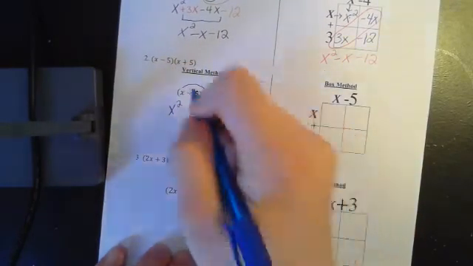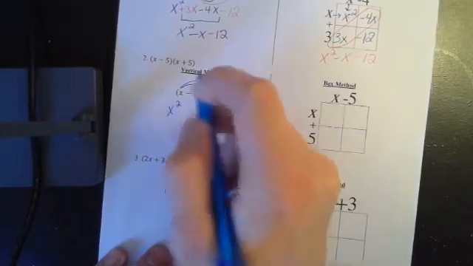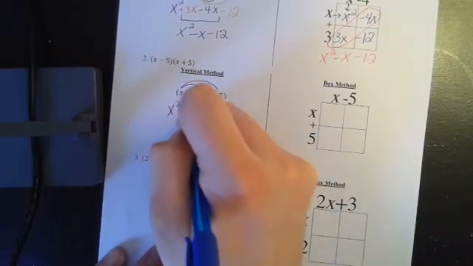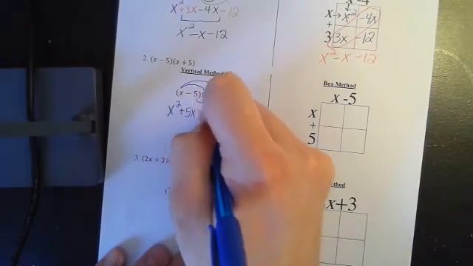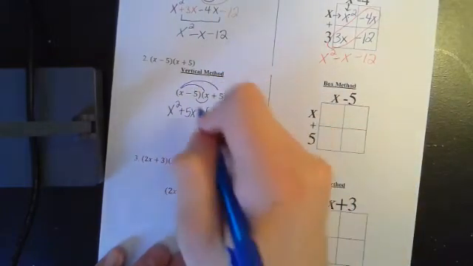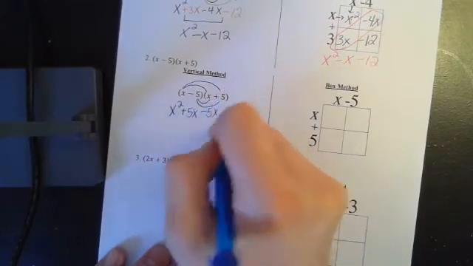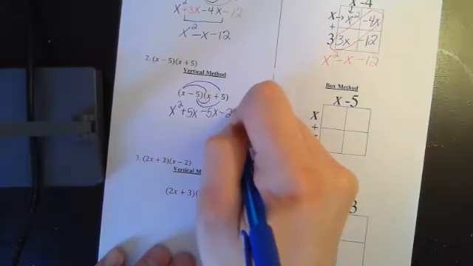Then we'll multiply our outer terms. So x times 5 is 5x. Multiply our inner terms. Negative 5 times x is negative 5x. And then multiply our last terms. Negative 5 times 5, negative 25.